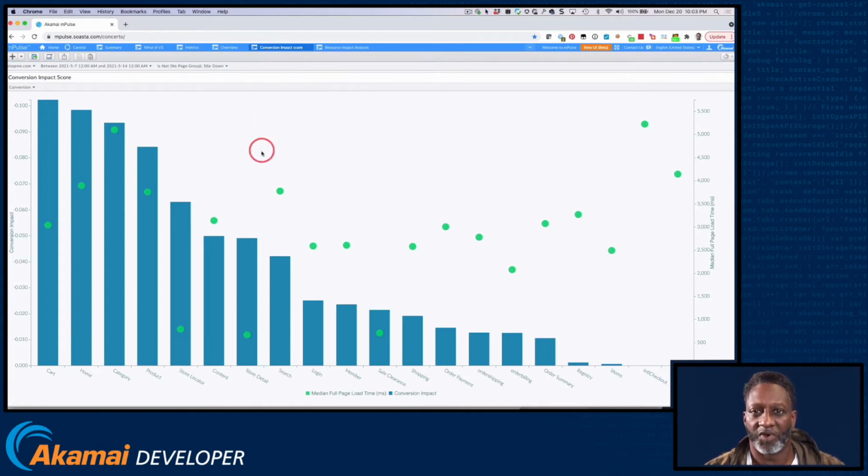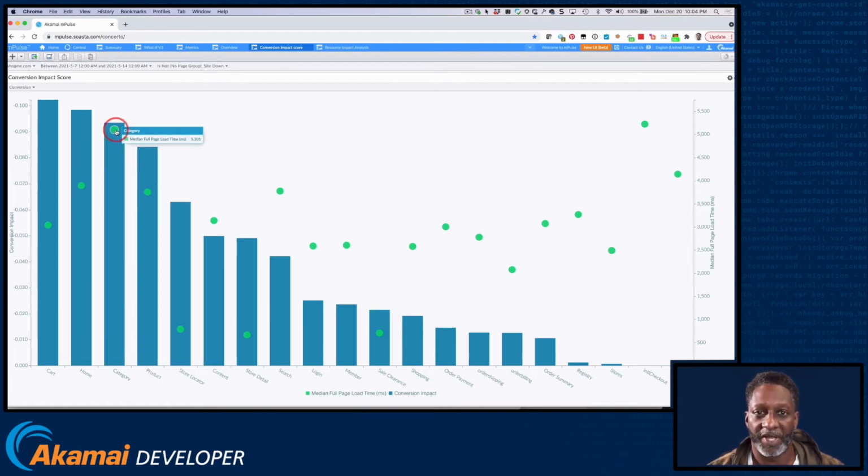The two important data points on this graph are the green dots, which indicate the median load time of a page group, and the blue bar, which indicates the correlation between this page group and conversion. In this example, the checkout page has the highest load time, but has absolutely no impact on conversion. The cart page has a 3-second load time, which is above our goal of 2.25 seconds, and has the greatest impact on conversion. So to increase the conversion rate, the load time of the cart page must be reduced. The home, category, and product pages should also be a focus for tuning.